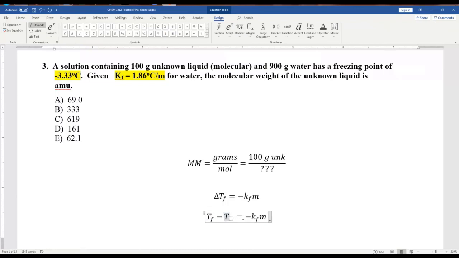0 degrees Celsius, yeah. So T final minus T initial is the change in the freezing point. Well, T final is given here. The final temperature is negative 3.33 degrees Celsius. T initial, the ordinary freezing point of water, is 0 degrees Celsius. And then I'm also given the KF here, and the KF happens to be 1.86 degrees Celsius per molal.